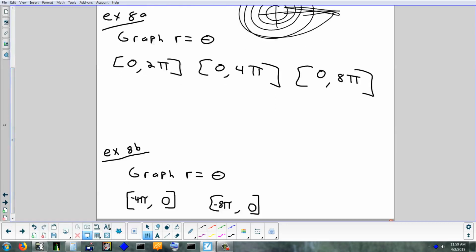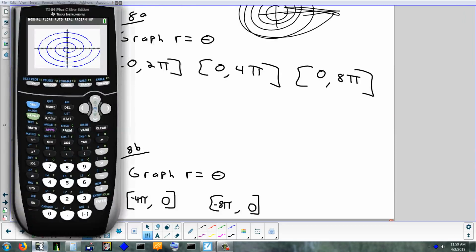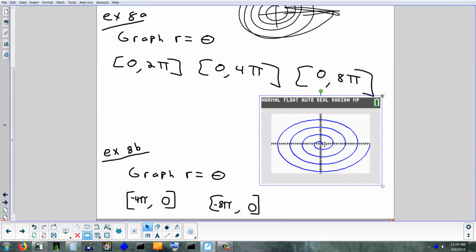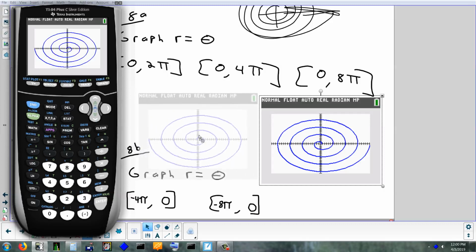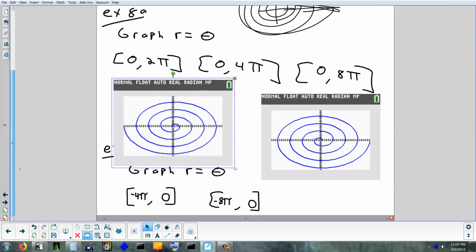Okay, let's try negative 8 pi to 0. See what happens when we go negative 8 pi to 0. Now, part of this might be something you would have had to watch as it was graphing. Maybe it's going to change the direction it spiraled. Maybe you'll be able to see it without just looking at the final pictures. But let's graph that. Well, that's different. Right? This one started at the outside and it spiraled in. The other one started at the inside and spiraled out.